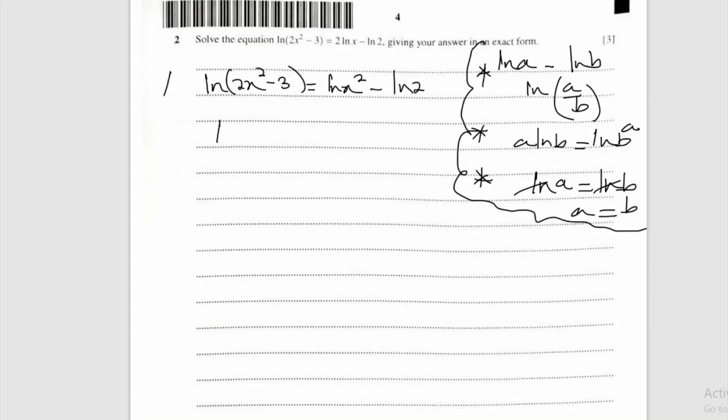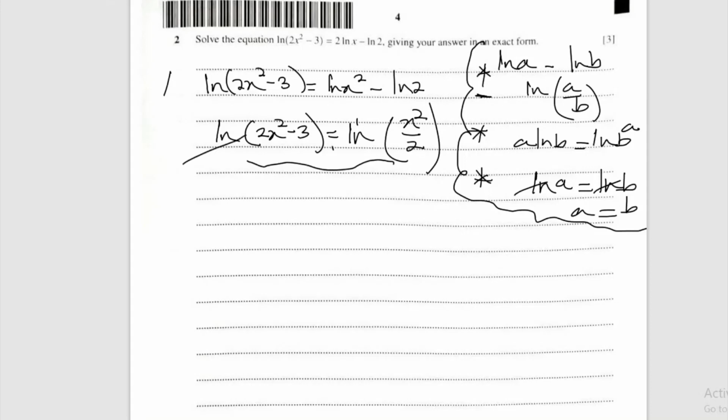So from here we have ln(2x² − 3) equal to, this one is ln of subtraction, from this law it means ln(x²/2). Now the lns are equal to each other, right? After simplification, what is left is 2x² − 3 equal to x²/2.